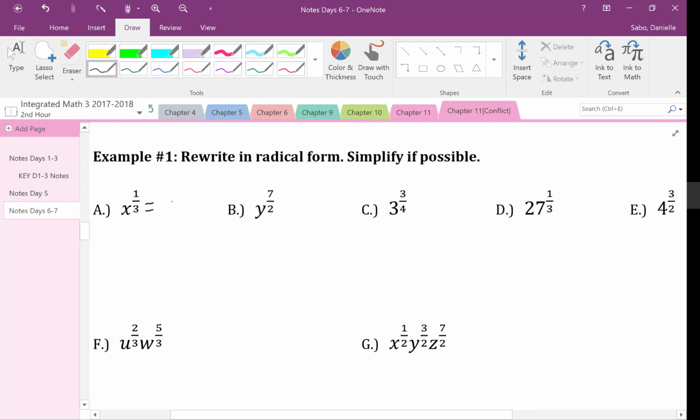How would I rewrite x to the 1/3? X to the cube root of 5. The cube root of x. Good. And you can put that 1 there if it helps you, just remember that the 1 goes there. We did this last.